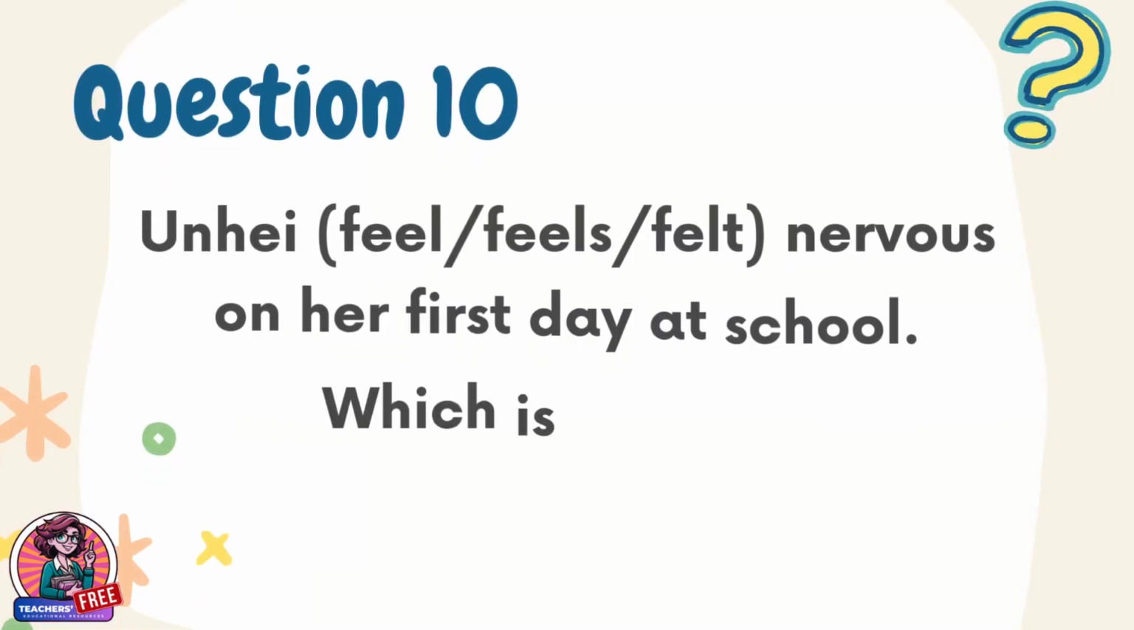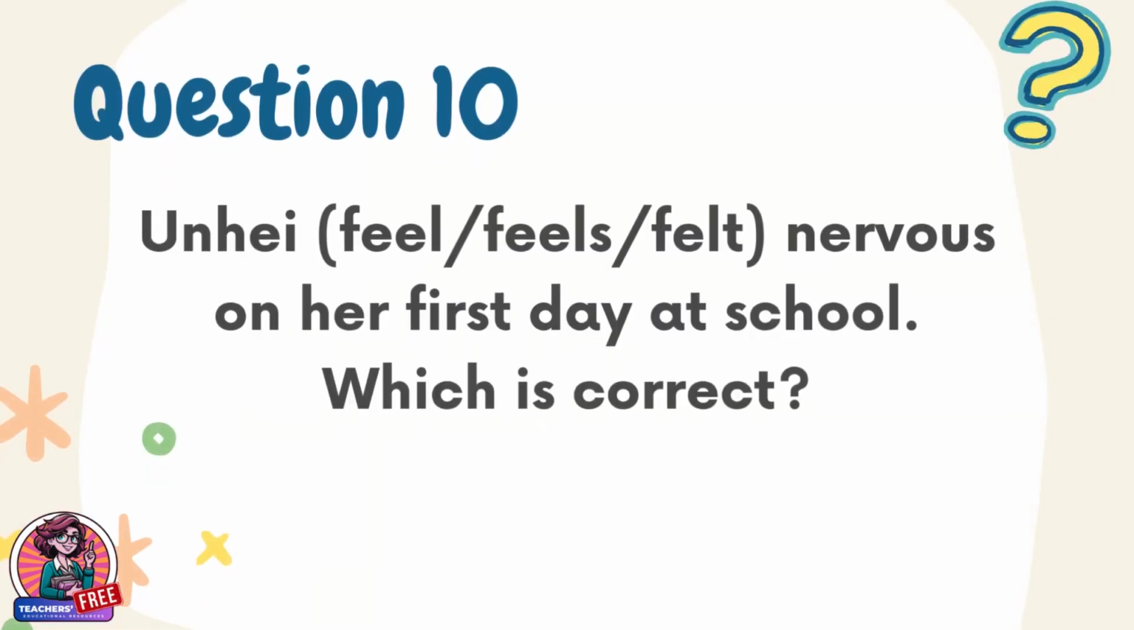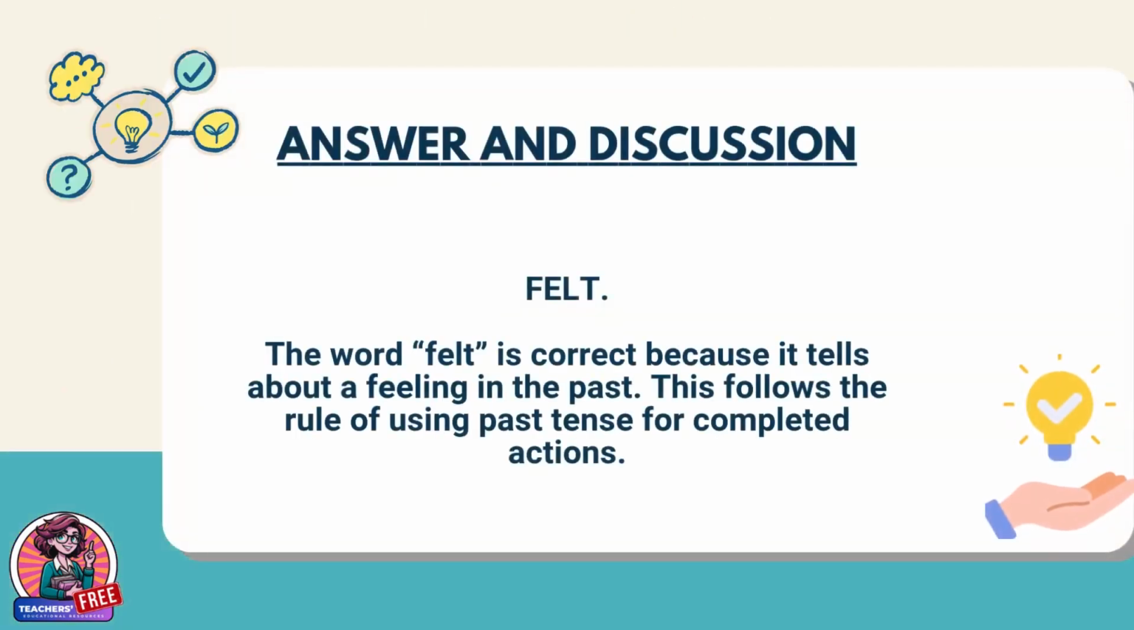Question 10. Uno, feel, feels, felt nervous on her first day at school. Which is correct? Answer: felt. The word felt is correct because it tells about a feeling in the past. This follows the rule of using past tense for completed actions.